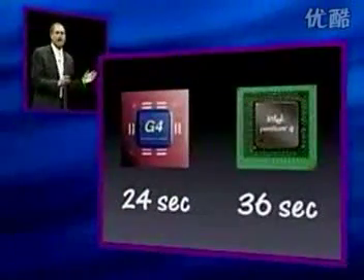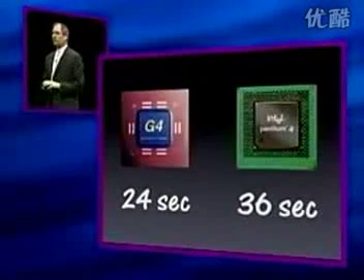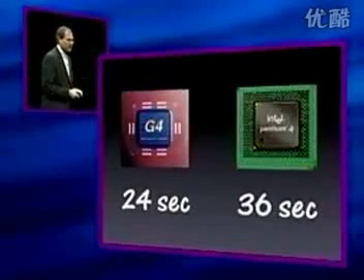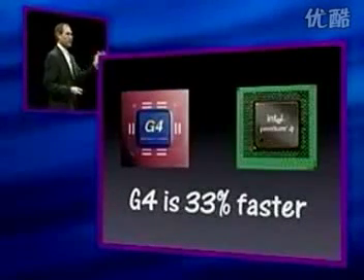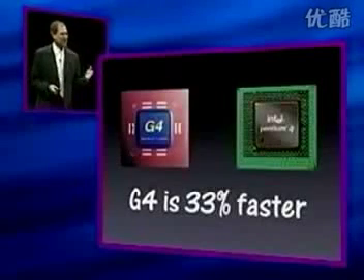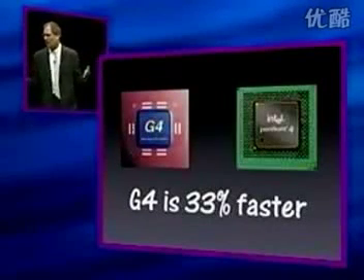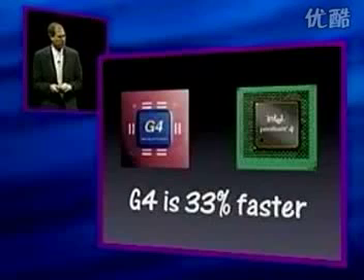So, how fast actually was that? We timed it, of course, and the G4 got done in 24 seconds. The Pentium 4 took 36 seconds to get done. What that means is the G4 is a third faster than the Pentium 4 running Photoshop in a typical application.